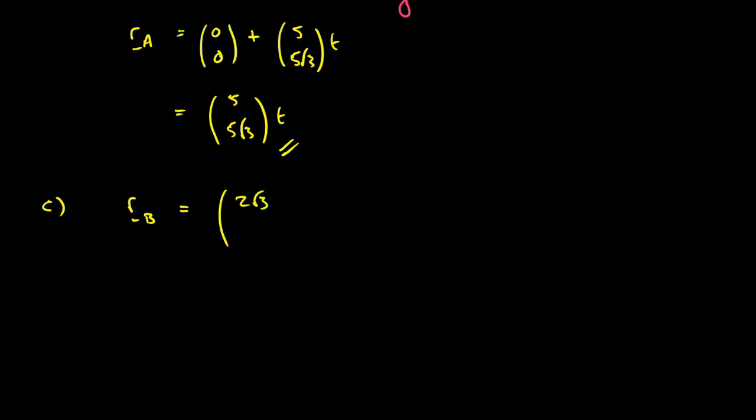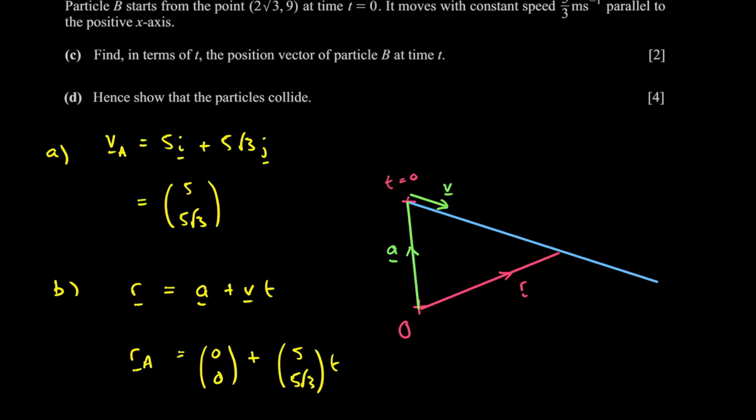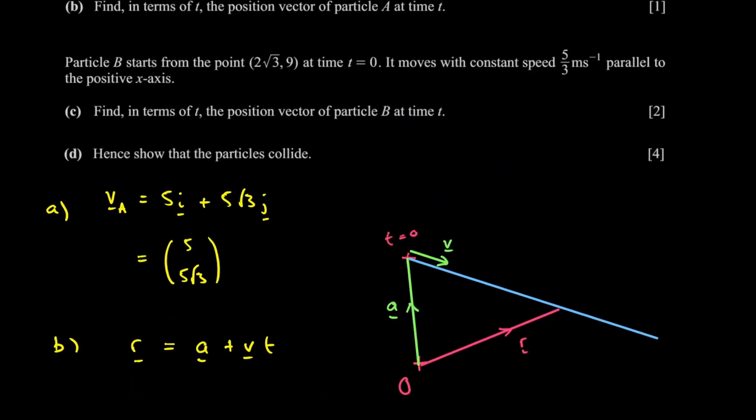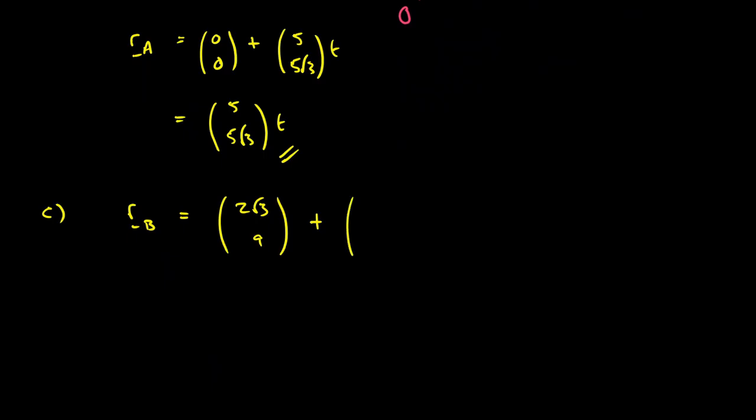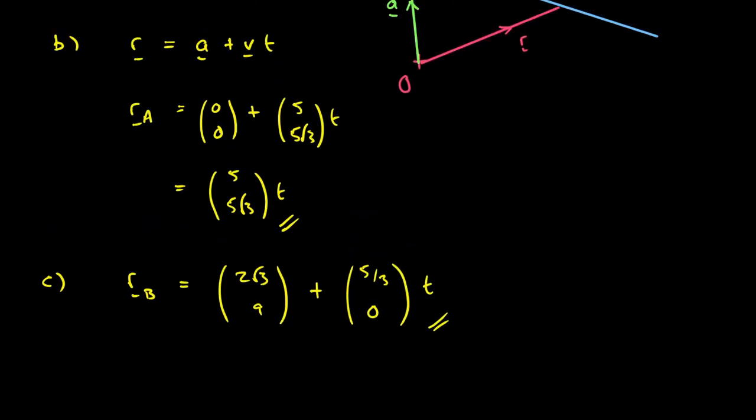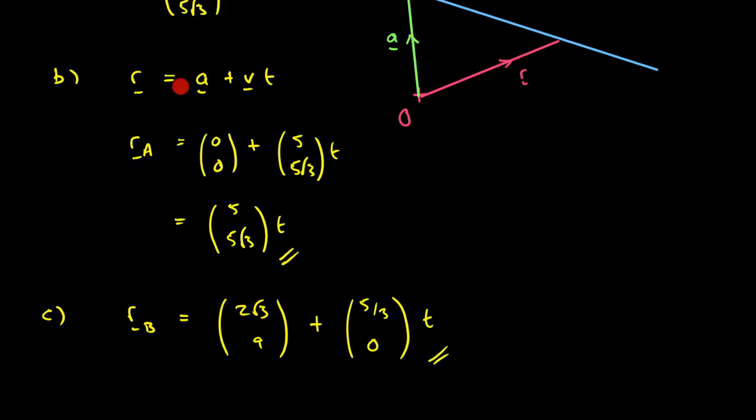What's its velocity? Well, we are told that it moves with a speed of 5 upon 3 in the x-axis direction. So in other words, its i component is 5 upon 3 and its j component is 0. Okay, so can you see that we've basically done the same thing? r is equal to A plus vt for particle A and then for particle B.